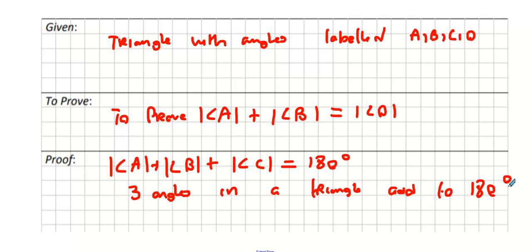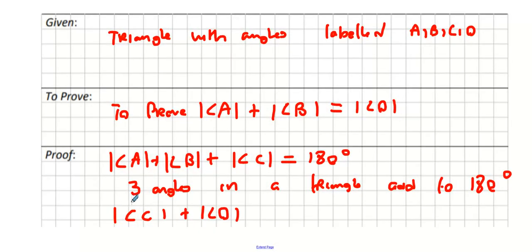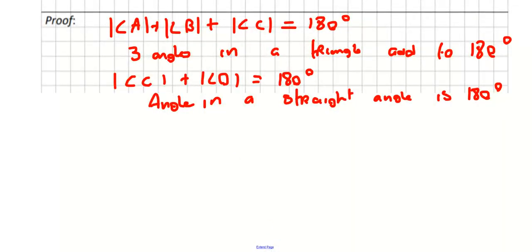Okay, next one after that. Then we say is angle C plus angle D. And if you look at angle C and angle D, they're in a straight angle together, equal 180 degrees. Reason, angle in a straight angle is 180 degrees. Next one. Step 4.